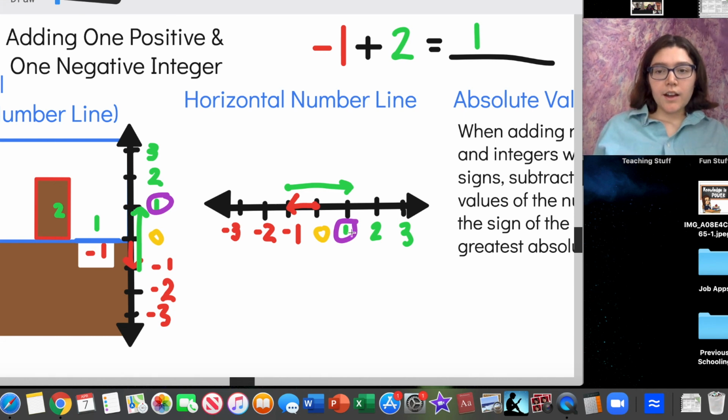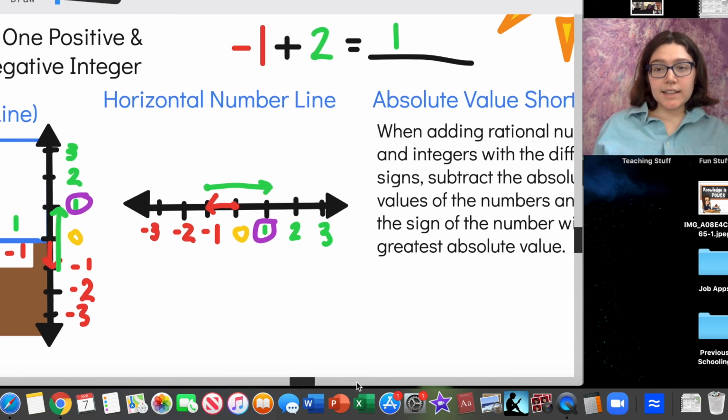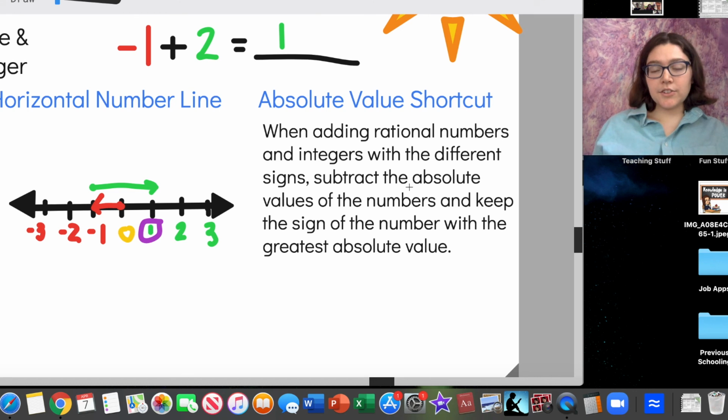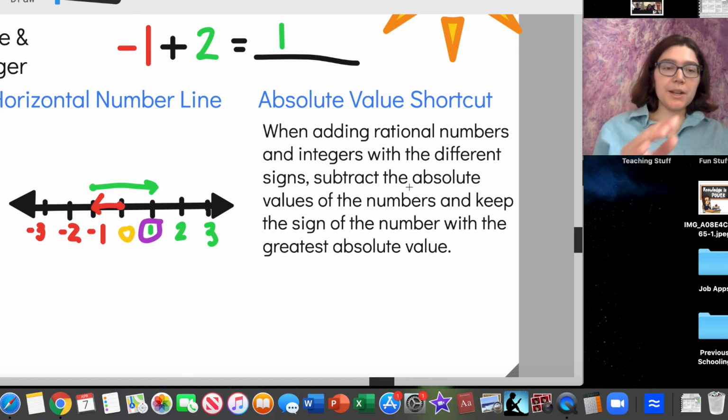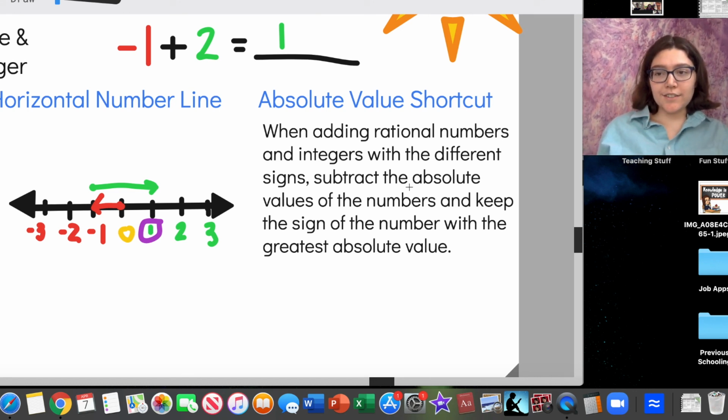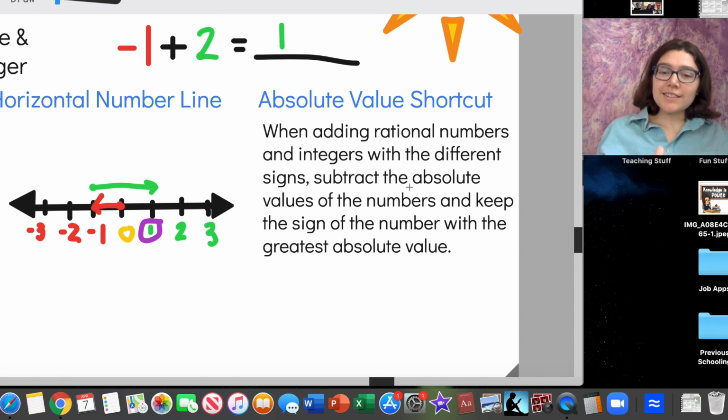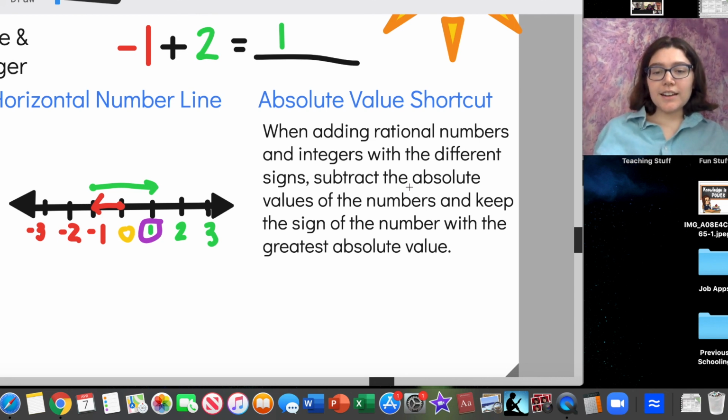Okay? All right, so when we are adding rational numbers, integers, with different signs, meaning one is positive and one is negative, the rule is different. We do not add the absolute values like we did before. We actually have to subtract the absolute values. And then we keep the sign of the number with the greatest absolute value. So it's a lot of words, it's a tricky thing to remember.